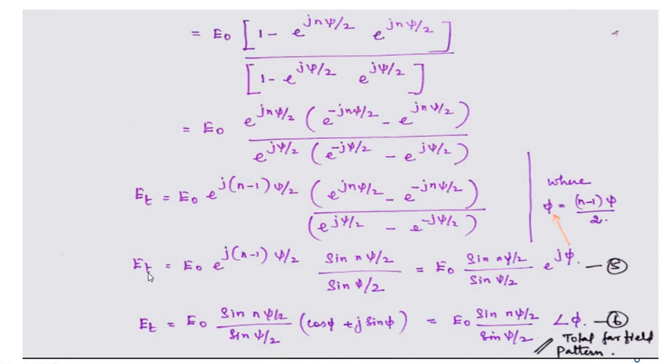That we have the total power is equal to E naught into e power j of n minus 1 psi by 2, and the numerator will become sin n psi by 2, the denominator will become sin psi by 2. So that is equal to E naught of sin n psi by 2 by sin psi by 2. Then I have taken this e power j phi, because phi is equal to n minus 1 psi by 2 from this expression. So e power j phi can be written as cos phi plus j sin phi. This also can be written as E naught of sin n psi by 2 by sin psi by 2. It is the total far field component.